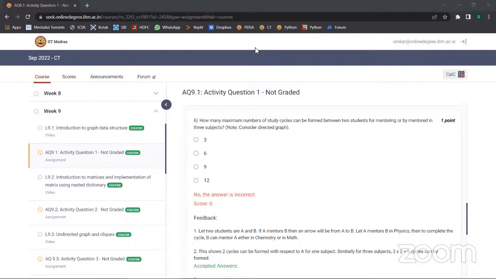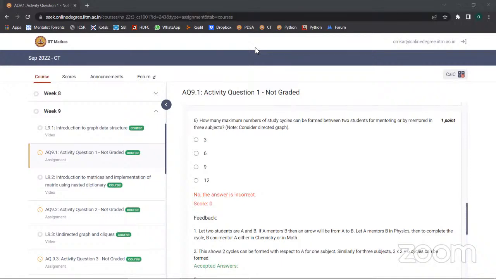Okay. And let 2 students A and B, an arrow from A to B. B mentors, complete cycle. Why is it like 2 students, A mentors, an arrow formed between A and B? First one I understood. Let A mentor in physics. Then to complete the cycle, why do we have to complete? Sir, already this is completed, no? A has to teach something and B has to teach something. So that is called a cycle.